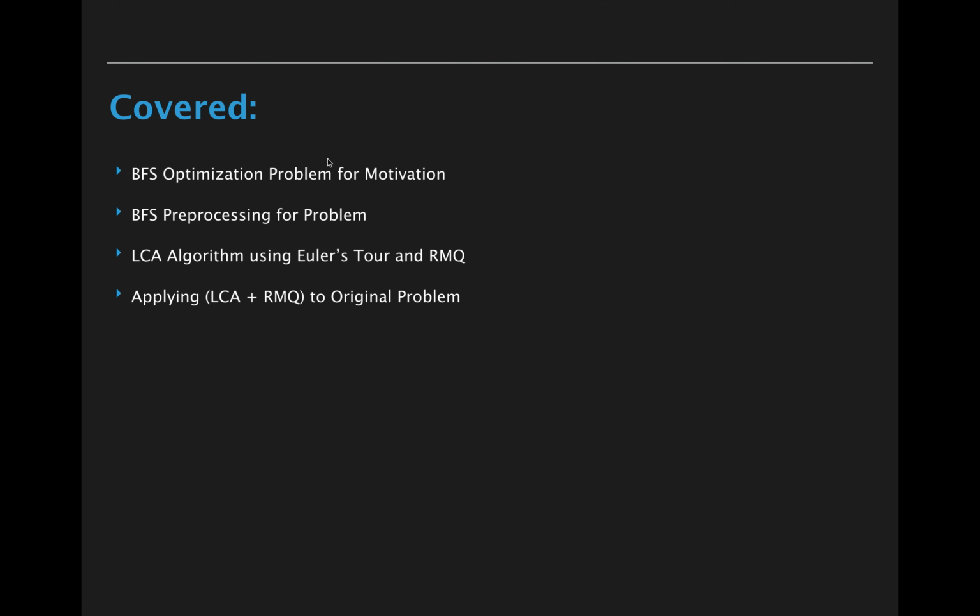So in this video, we covered the BFS optimization problem for motivation to why we would use the lowest common ancestor between two nodes and why we would use the Euler's Tour technique. And we explained the BFS pre-processing optimization to make our code a little bit faster. Then we talked about the LCA algorithm using Euler's Tour and range minimum query to compute the LCA of any two nodes. And we applied that algorithm to the original problem for a significantly faster solution.